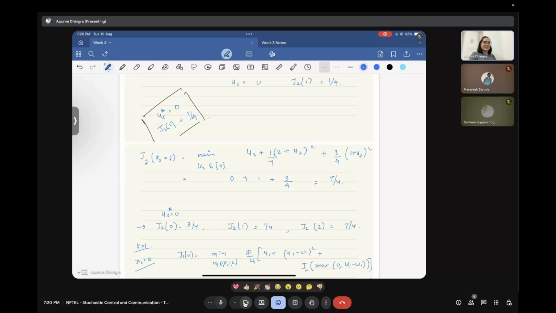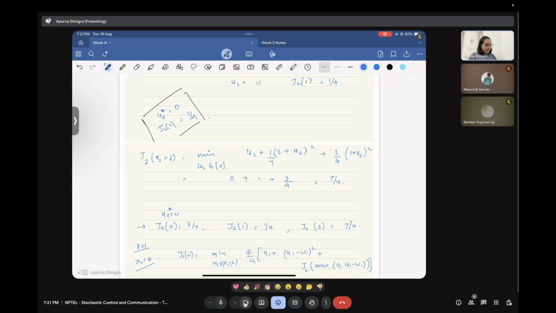But at each step you're supposed to optimize and get jk of xk, and you're supposed to do that for each xk. So by hand, obviously this is a lot if the state space grows a little bit, but computationally this is doable.